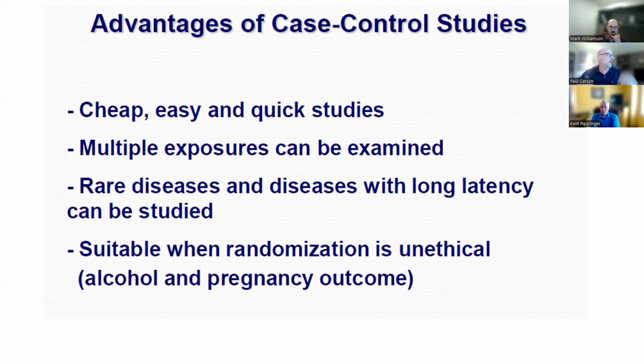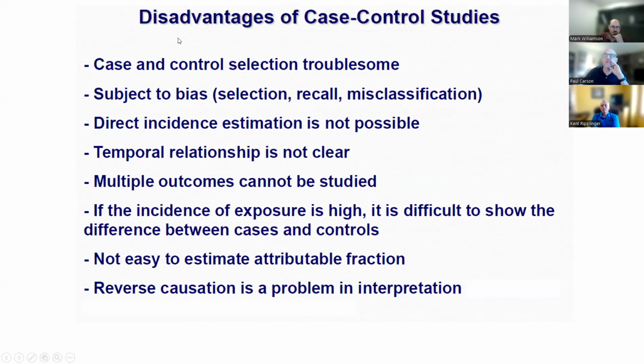I can try and grab every mesothelioma case in the EMR, and match those up to controls and then look back, with surveys or other things, to find out about asbestos exposure. Mesothelioma, a very, very rare cancer, but you can do these kinds of studies on that sort of thing with a case control design. And it's similar to the cohort studies. It's suitable when randomization is unethical.